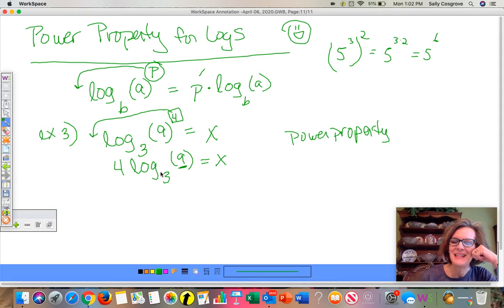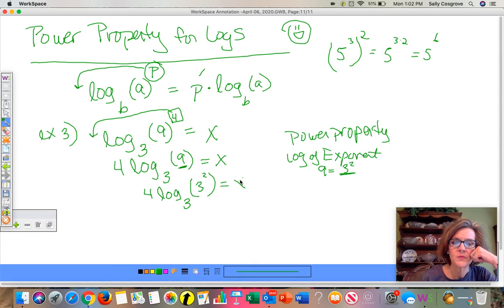So we start thinking, is there any way that I can rewrite 9 using base 3? There is, isn't there? Yeah. So we're going to use the log of an exponent rule. We know that 9 is equal to 3 squared. So I'm going to take 3 squared and substitute it in right here. 4 times the log base 3 of 3 squared. And now looky here. Log base b of b to the y. So log base 3 of 3 to the second is 2.